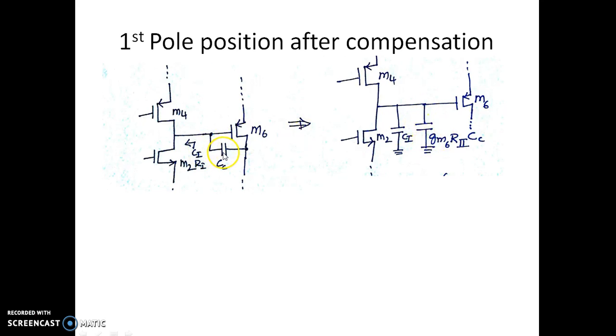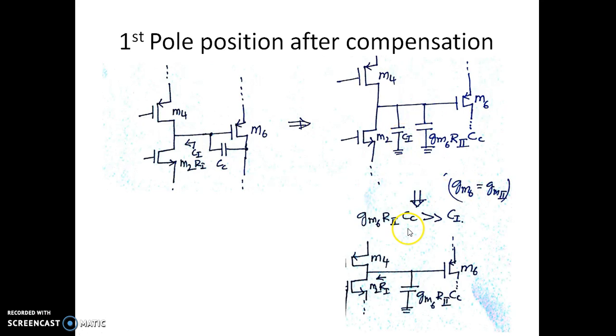The magnitude of this Cc onto the input side is actually gain times Cc. The gain is actually GM6 into R2 into Cc is the capacitance now. Now we actually have C1 is represented, the capacitance at the output of the first stage is C1 plus this. But this GM6 R2 into Cc is very large compared to C1.